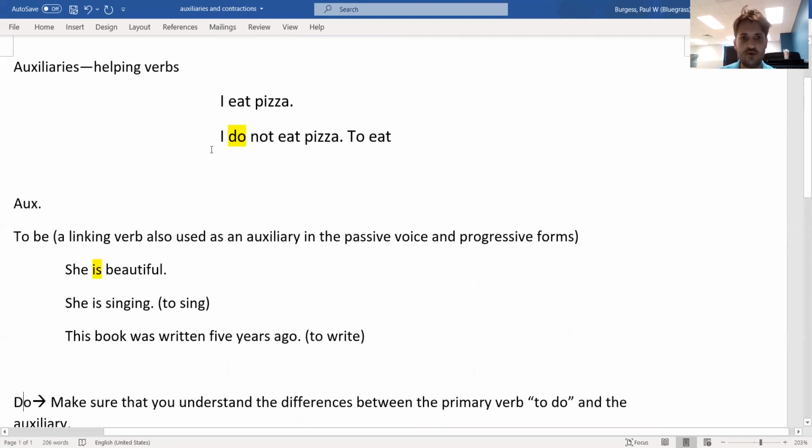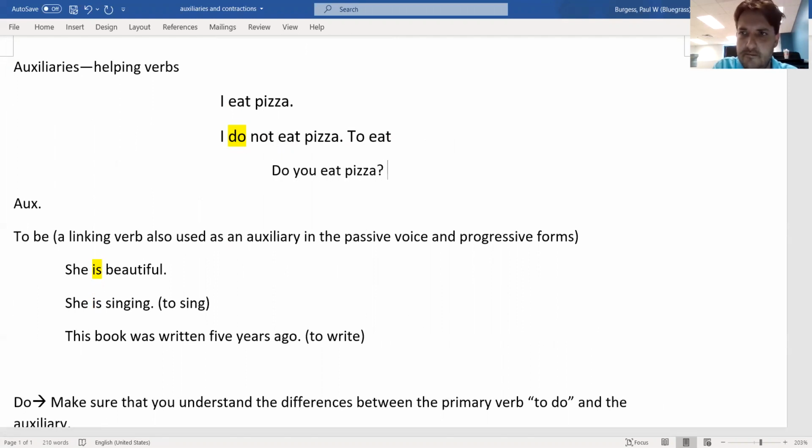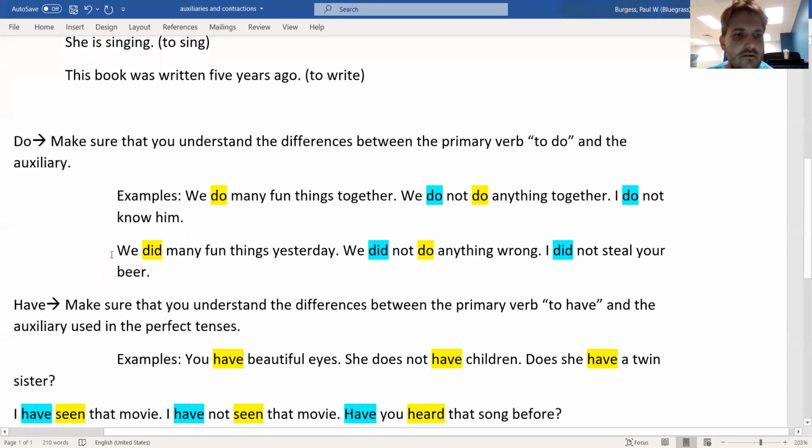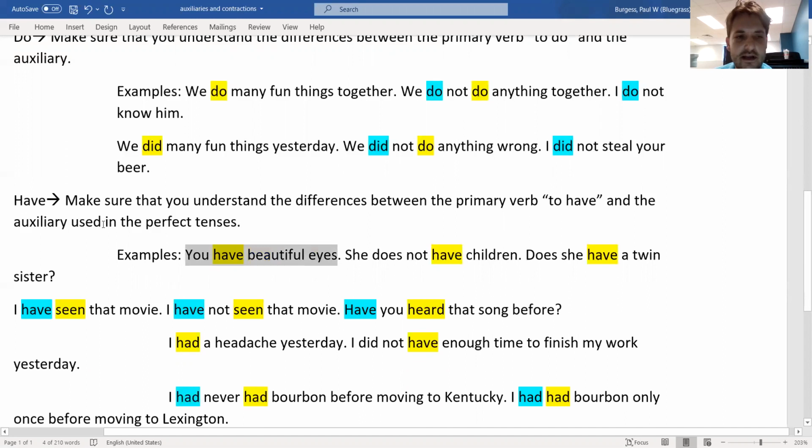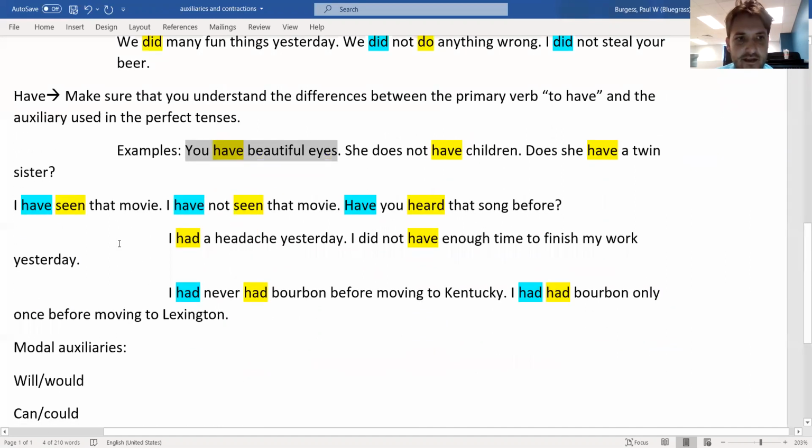Okay, we talked about do up here, right? Used in the negative, I do not, or as we normally pronounce it, don't eat pizza. Also the question form, do you eat pizza? The verb is still to eat. All right, have has a similar pattern. So have can be the real verb to have, as in you have beautiful eyes, or it can be the auxiliary used in the perfect tenses, as in I haven't seen that movie.